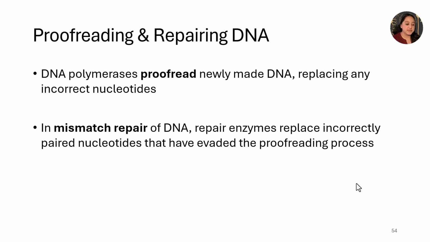Next, say something gets past the proofreading process and doesn't get caught. A second line of repairing DNA would be mismatch repair. In this case, there are repair enzymes that replace incorrectly paired nucleotides that have evaded the proofreading process. So it's like somebody else proofreading. The DNA polymerases proofread their own work. And then in mismatch repair, it's somebody else's job: repair enzymes come through, double check, and repair any mismatch.